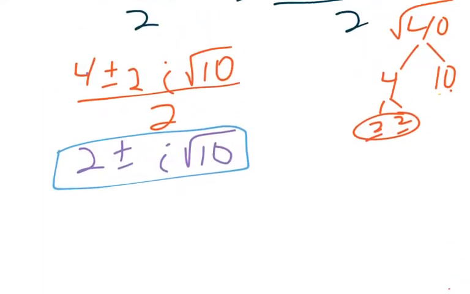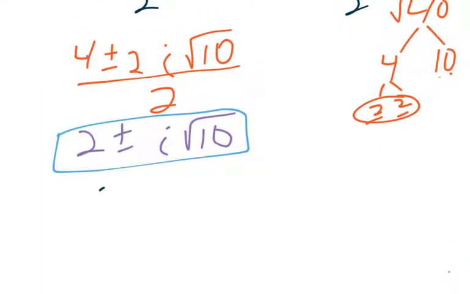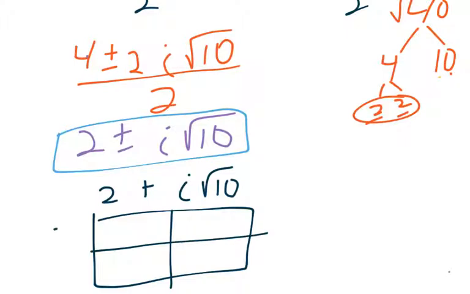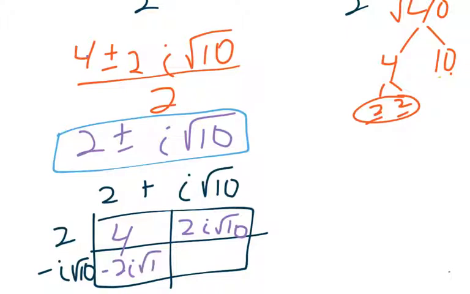So we need to multiply both of my solutions. So 2 plus i root 10 multiplied by 2 minus i root 10. This is a difference of squares, so it's going to cancel out the middle term. 2 times 2 gives us 4. 2 times i root 10 gives us 2i root 10. And then negative i root 10 times 2 is negative 2i root 10. So these actually cancel out since it's a difference of squares, and that equals 0.